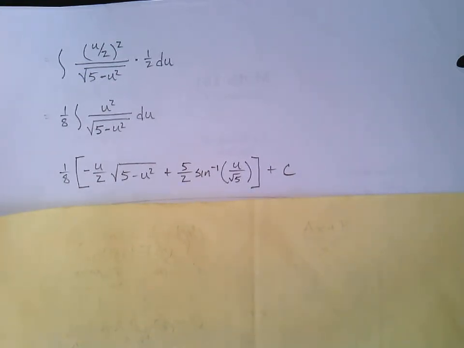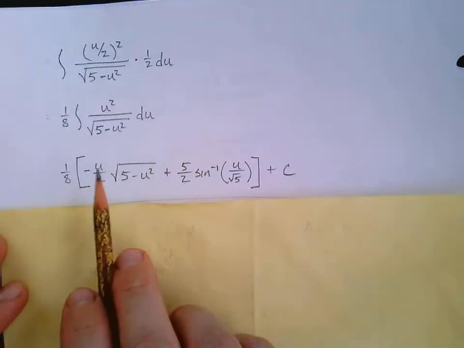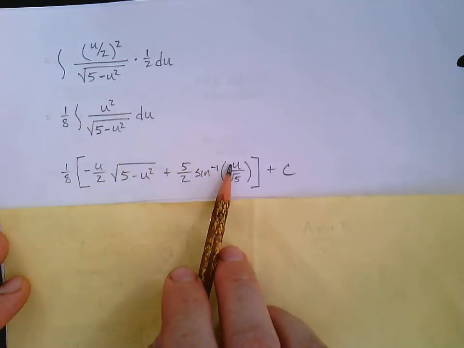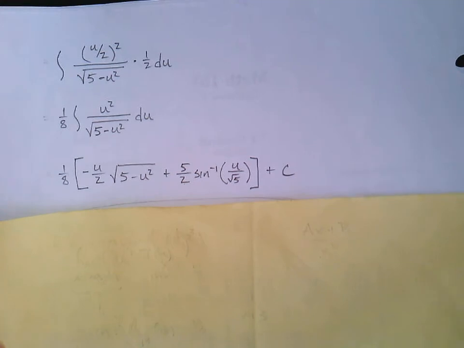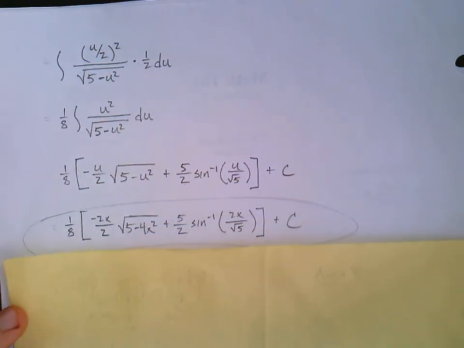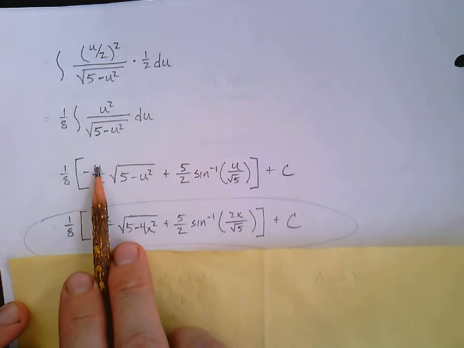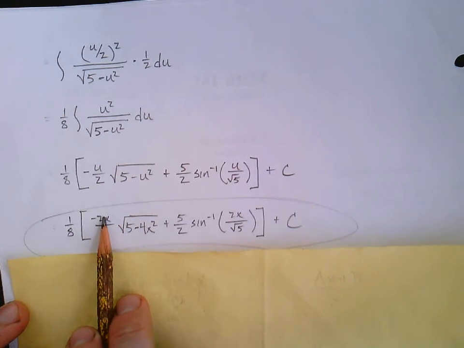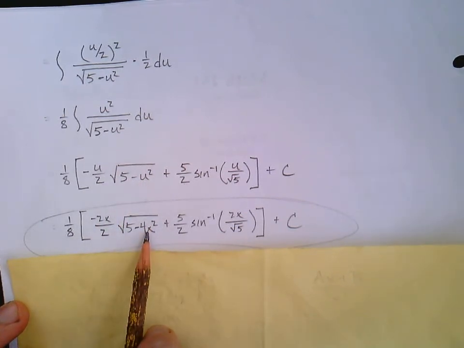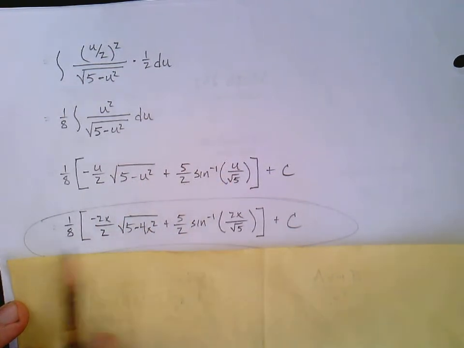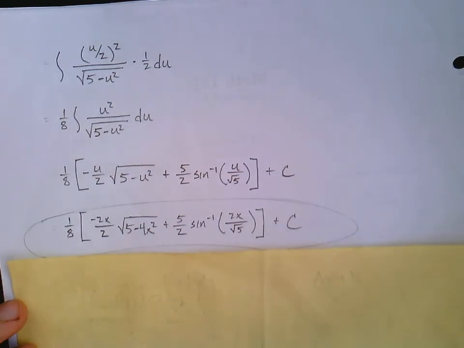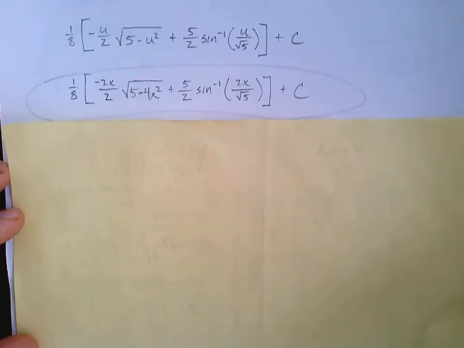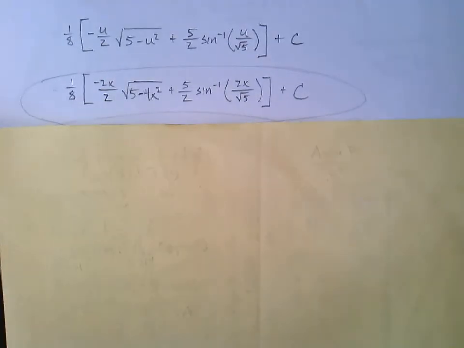And then to finish off the problem, let's plug in our u's, and we'll have it. We know that u equals 2x. So I can plug in 2x right there. That would be 4x squared, and there's another 2x here. And you can see I've gone ahead and circled this one. And so that answer would get full credit.